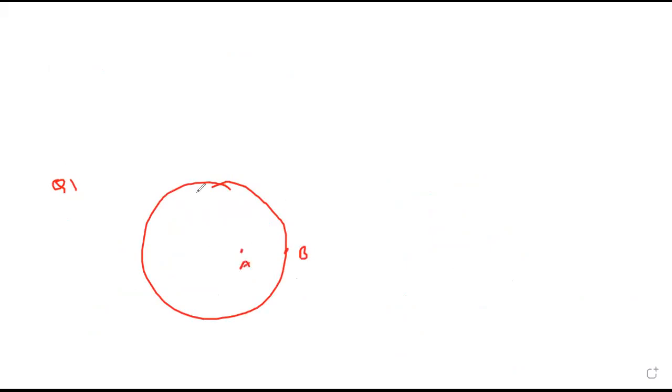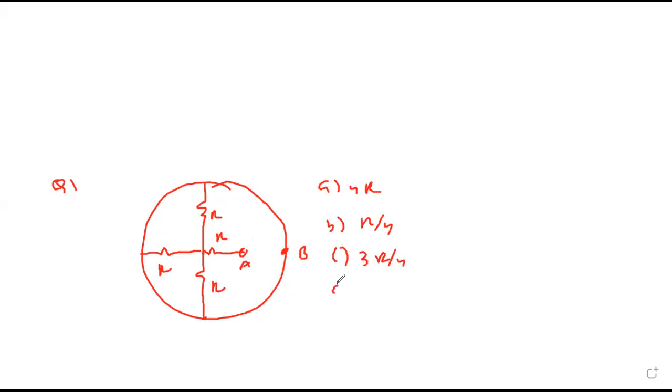Here there is point A and we have resistances like this. All are R. You have to find the equivalent between A and B. Options given are 4R, R by 4, 3R by 4 and 4R by 3. Take 2 minutes, you all try.